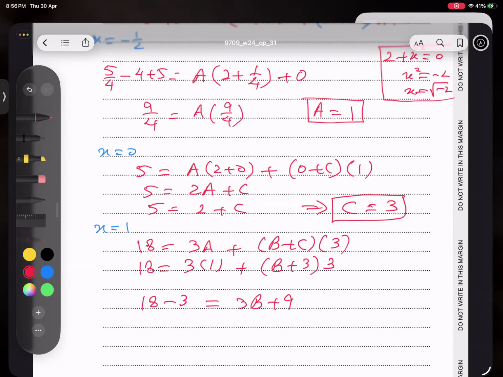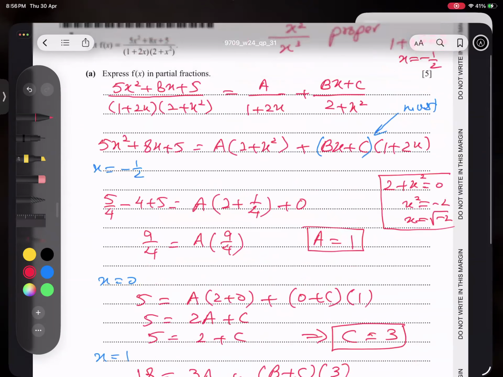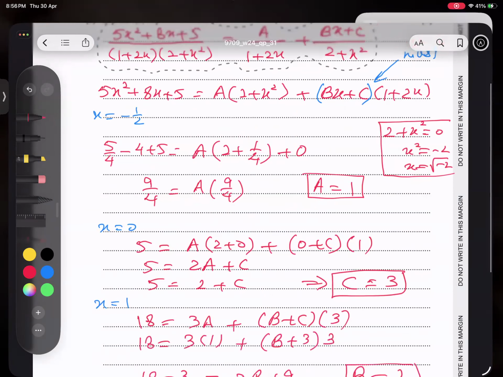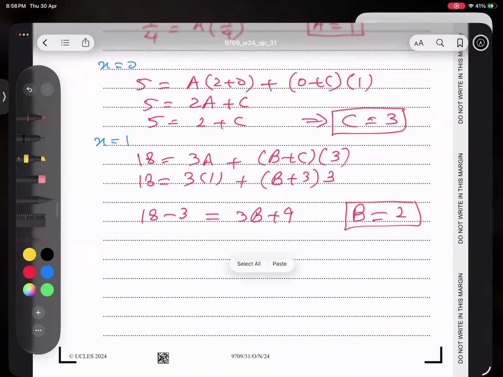So from 15, subtract 9 and divide by 3. I got a 2. So the b value is coming as 2. And I'm going to plug in all values back in this equation. And I'm going to plug in back all values here, students.